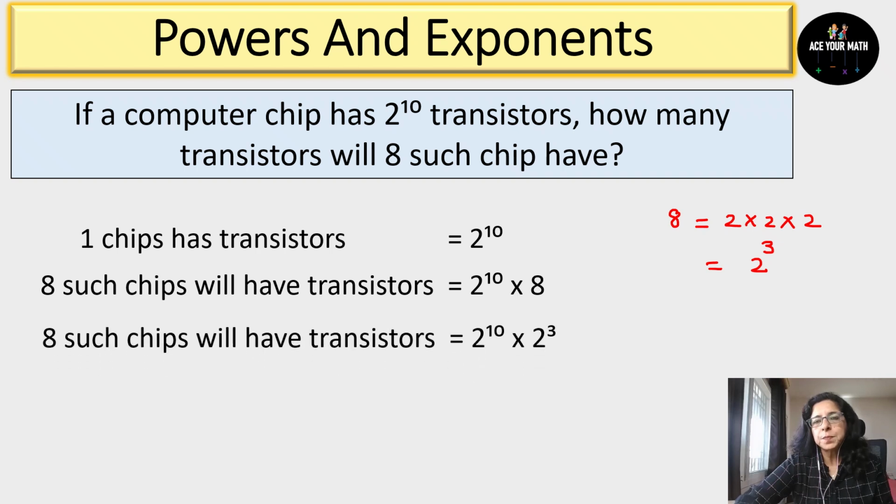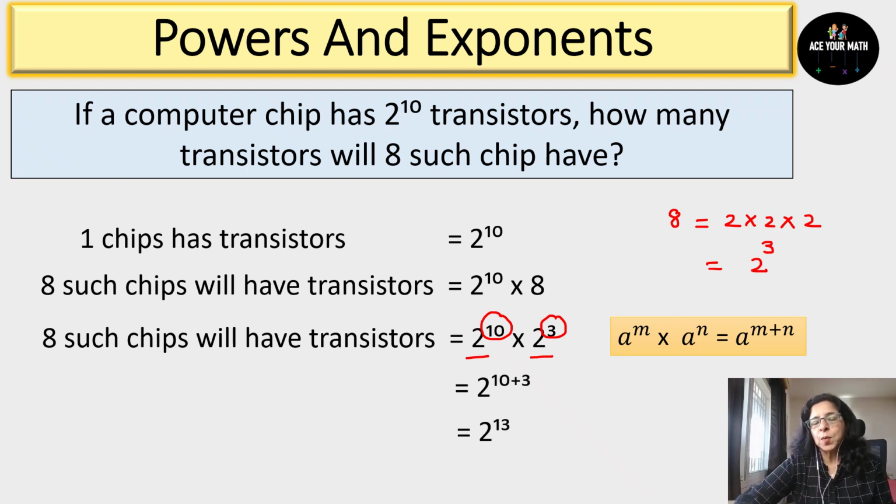Now again, if you follow the laws of exponents, when the bases are the same, in this case 2 is the base here and also 2 is the base here, you can add their powers. It means in the next step, you will add the powers. So what will it become? It will become 2 raised to the power 13. So 10 plus 3 gives you 2 raised to the power 13.